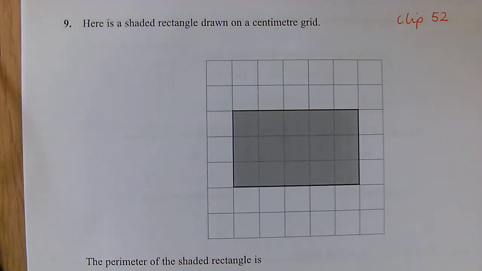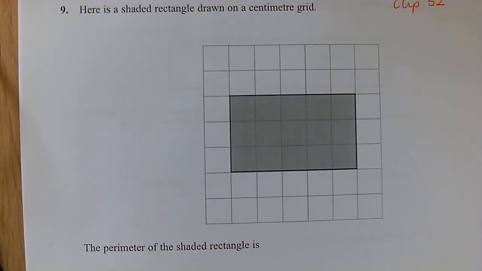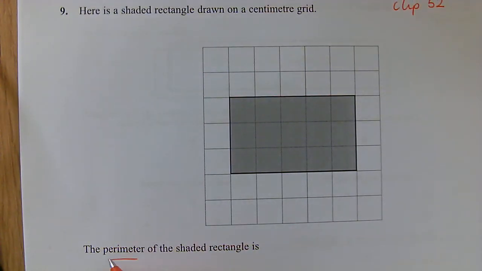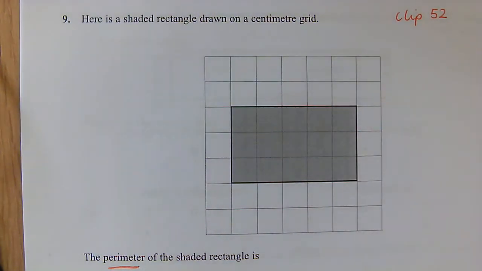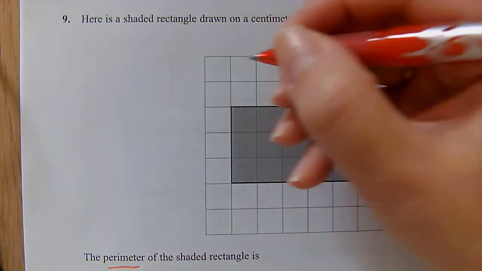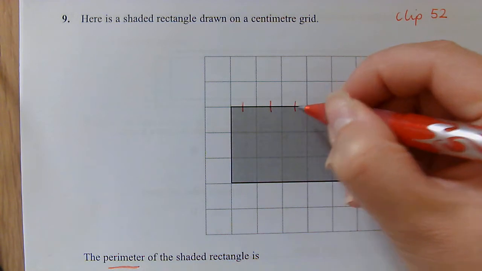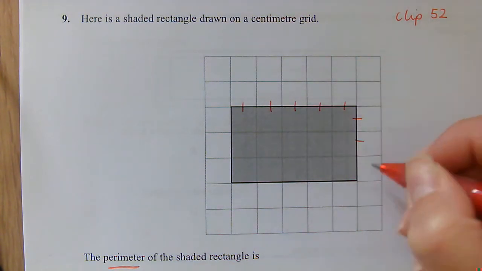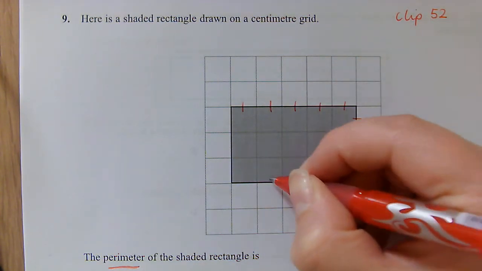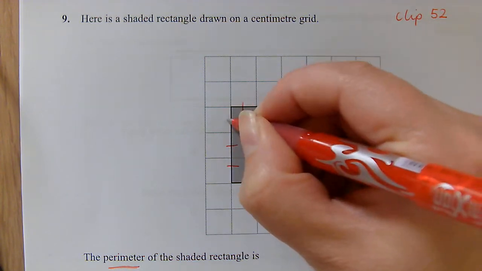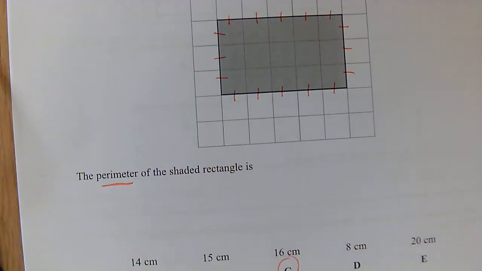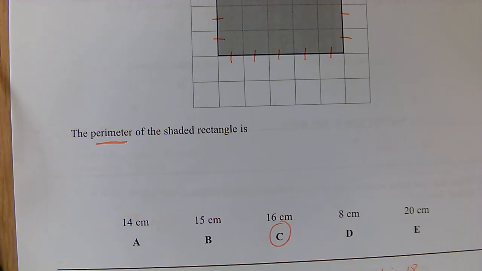Question 9. We've got a rectangle on a centimetre grid. We want to know the perimeter. So remember, the perimeter is the distance around the outside. When you've got something drawn on a centimetre grid, the best thing to do is draw little lines so you know which ones you've counted. So here I've got 1, 2, 3, 4, 5, 6, 7, 8, 9, 10, 11, 12, 13, 14, 15, 16. So it's going to be 16 centimetres.